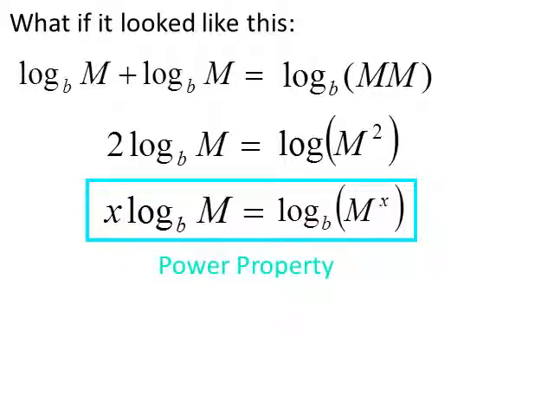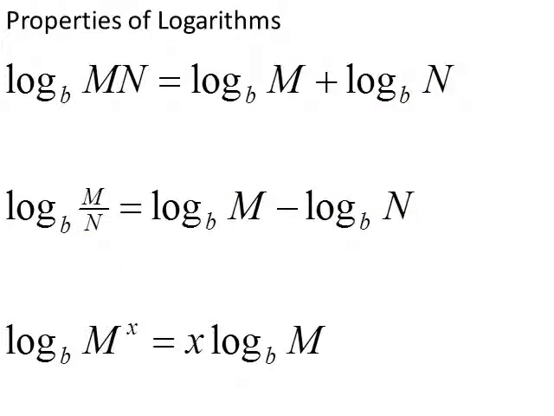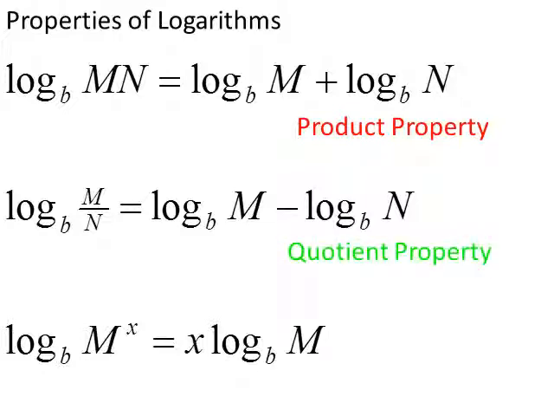So just to review, here are the three properties. Log base b of m times n is equivalent to log base b of m plus log base b of n. That's called the product property. Log base b of m divided by n, that's the same as log base b of m minus log base b of n. That's called the quotient property. And then we have log base b of m to the x, and that's equivalent to x times log base b of m. That's called the power property.